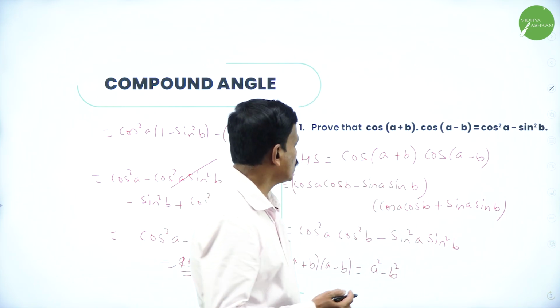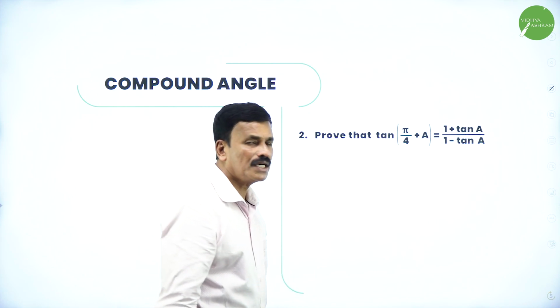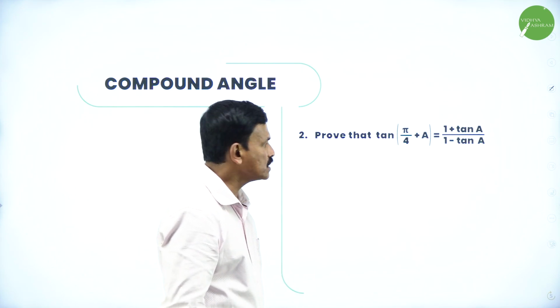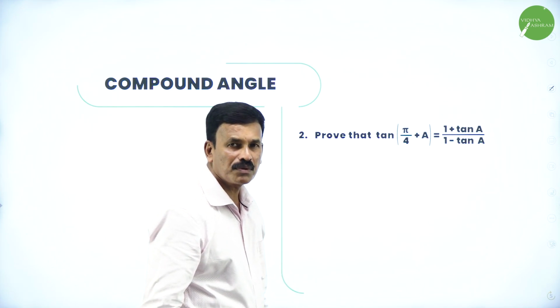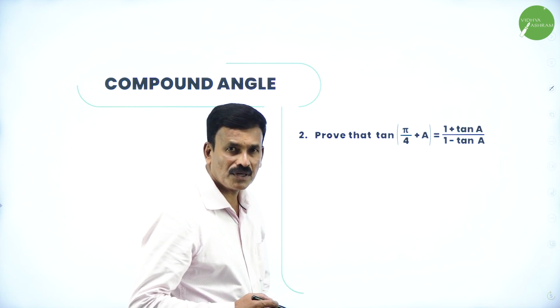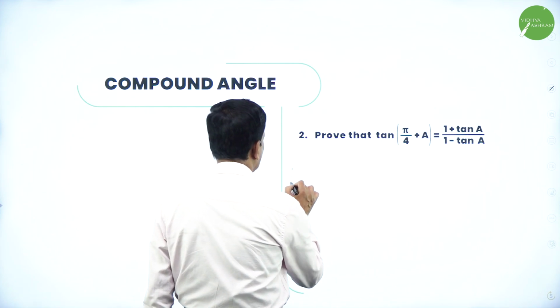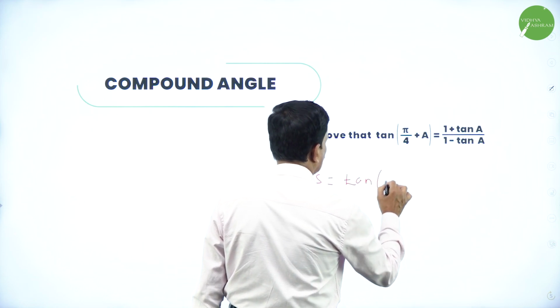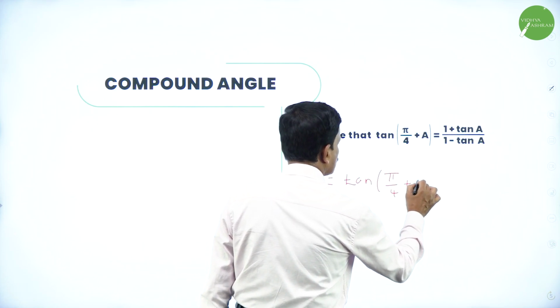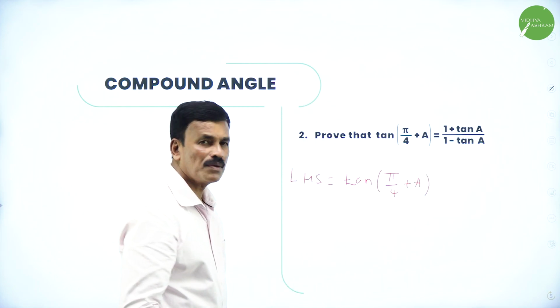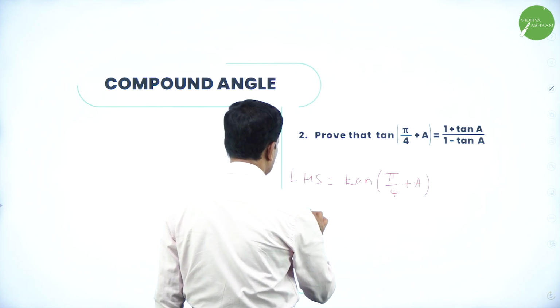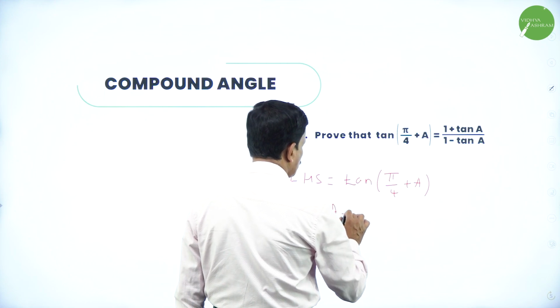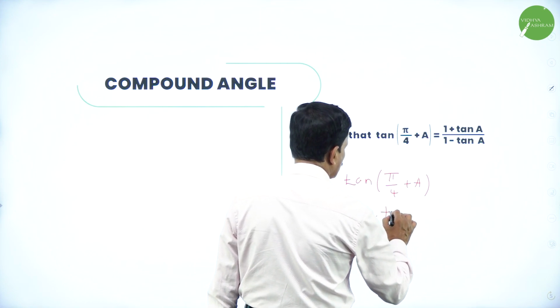Now move on to a similar type of problem. Now prove that tan of pi by 4 plus A is equal to 1 plus tan A divided by 1 minus tan A. This is also a very simple problem. Let us take LHS. What is LHS? Tan of pi by 4 plus A. Now if you observe carefully, this is of the form tan A plus B. What is the formula for tan A plus B?